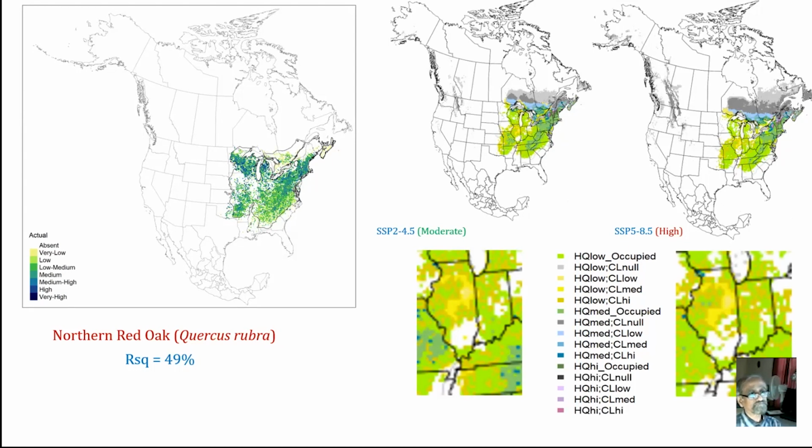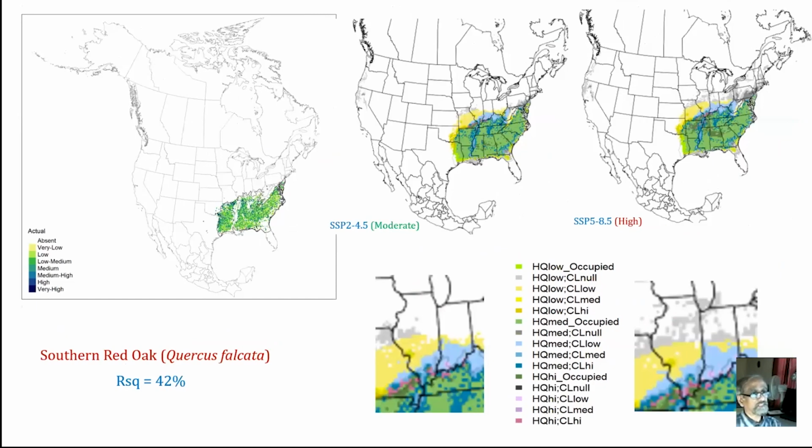And there's not much of a change under future scenarios. We have some low quality habitats coming up, and there's not much of a change between the low, moderate, and the high emission scenario. Then the southern red oak, we see some movement here under both moderate and high scenario. Not much of a difference, but a little bit creeping northward.